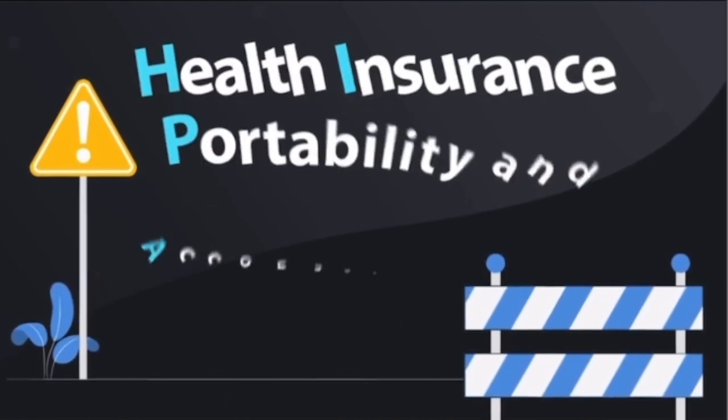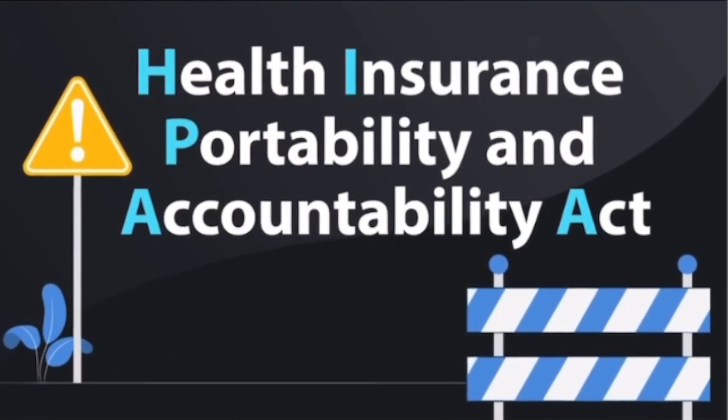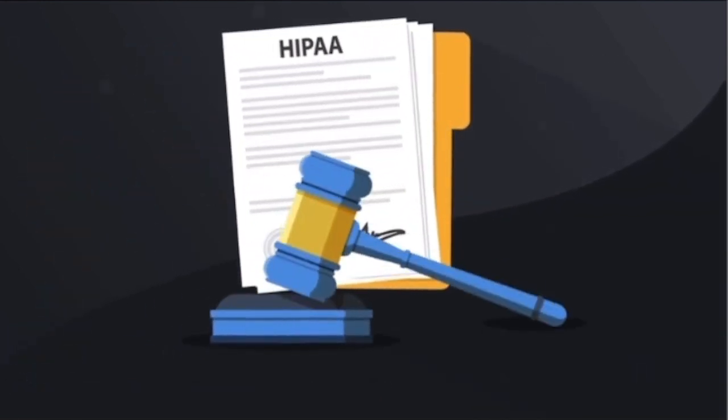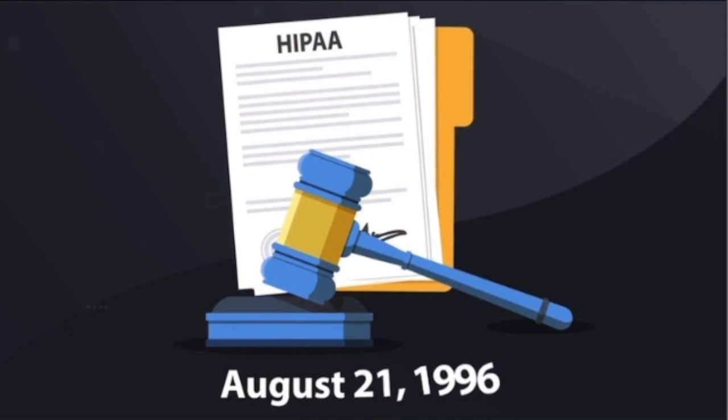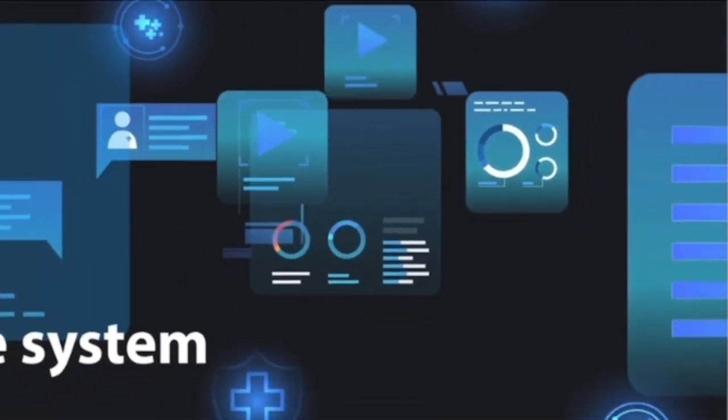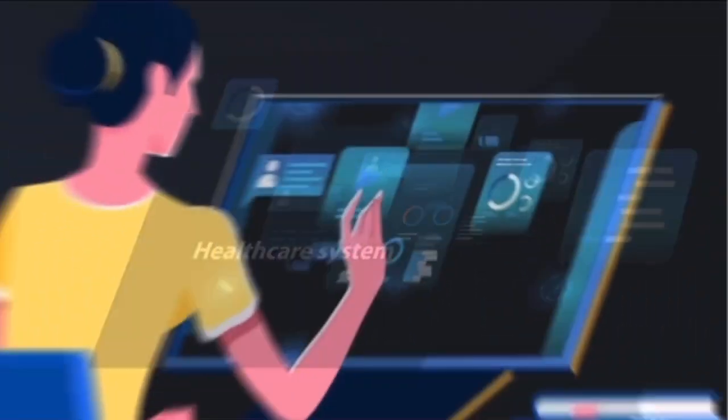HIPAA stands for the Health Insurance Portability and Accountability Act of 1996. Simply put, it's a federal law that was enacted on August 21st, 1996, to reform and modernize the flow of information within the healthcare system.